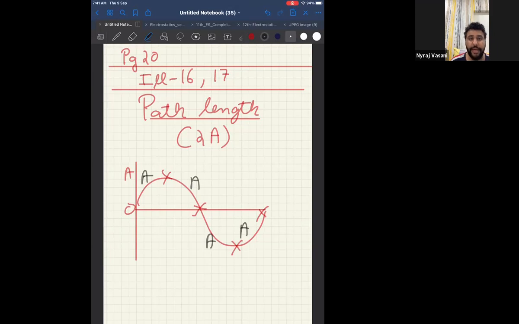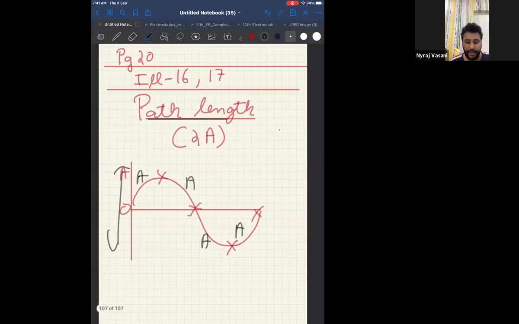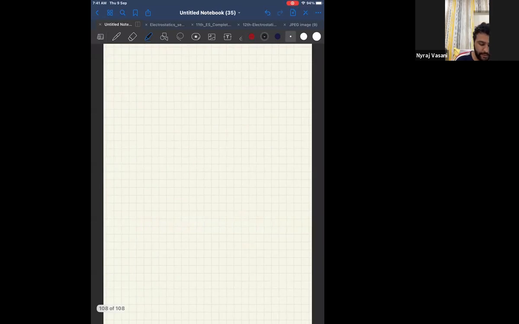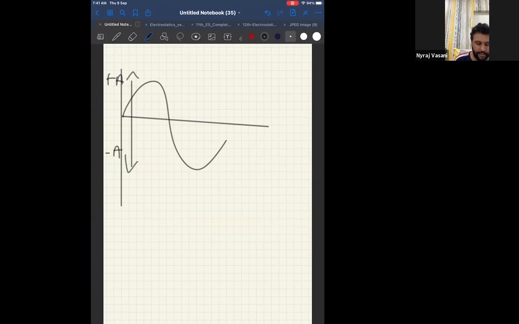But that is for the entire time period. But I want the path length. Path length is along the y-axis. Now, if I take the path length along the y-axis, listen to this. If this is plus a, this is minus a, correct? Now, can I say the entire length is actually 2a? Do you understand? Yes, sir.